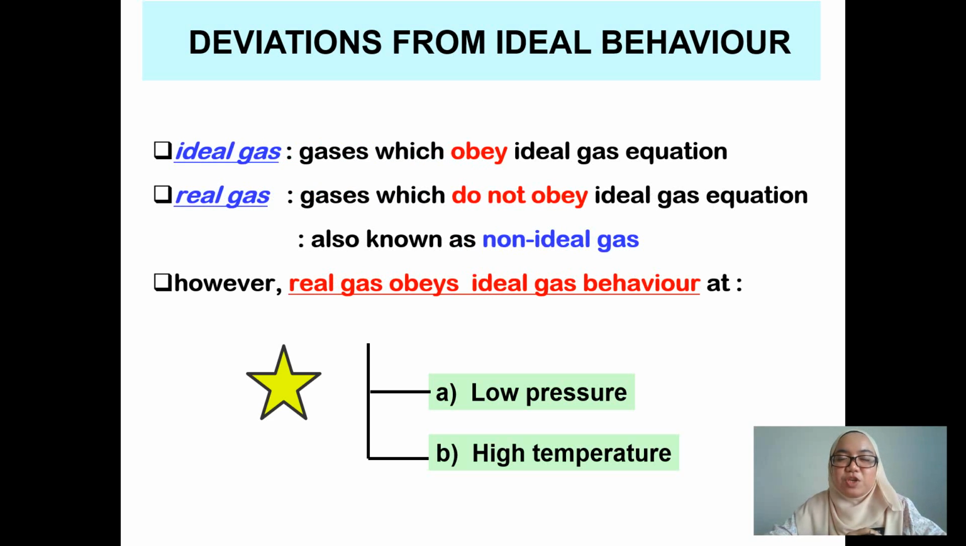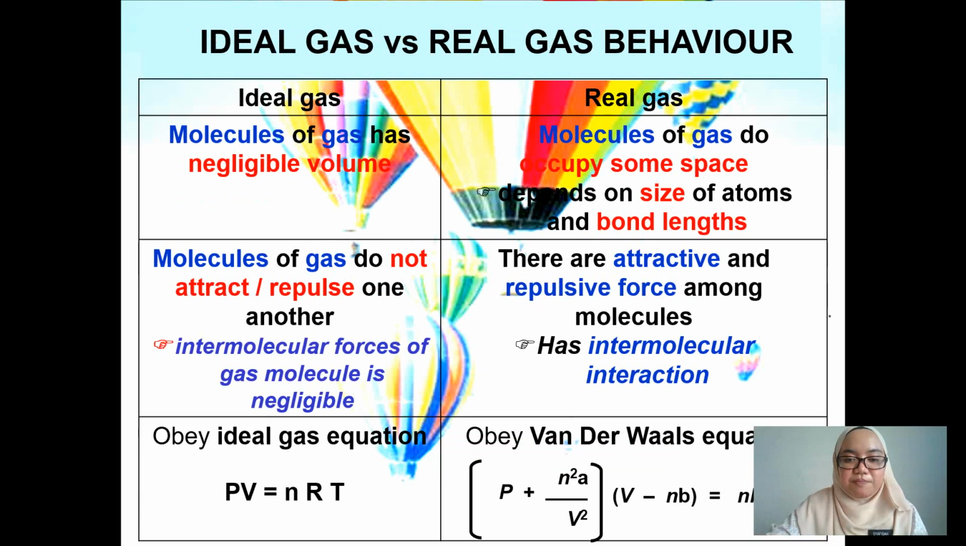We're going to learn about the next topic, real gas, which is the opposite of ideal gas behavior. Real gases are gases that do not obey the ideal gas equation. Ideal gases are gases that obey the ideal gas equation. So we're going to learn how real gases behave, okay? We are going to compare these next week.